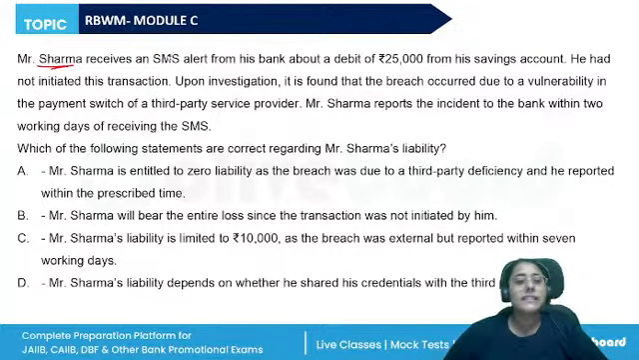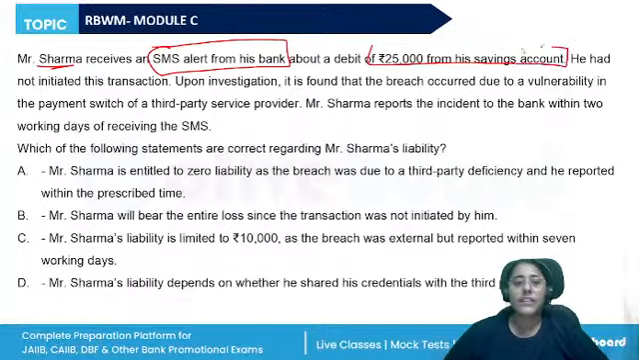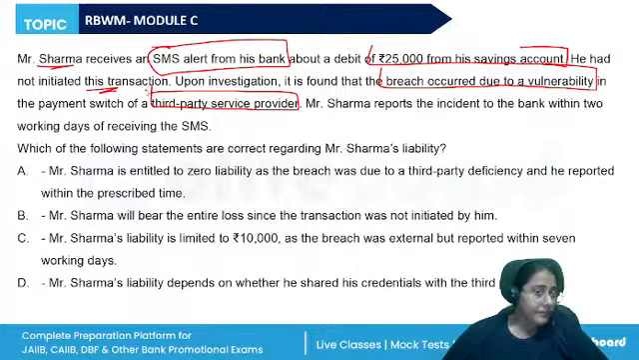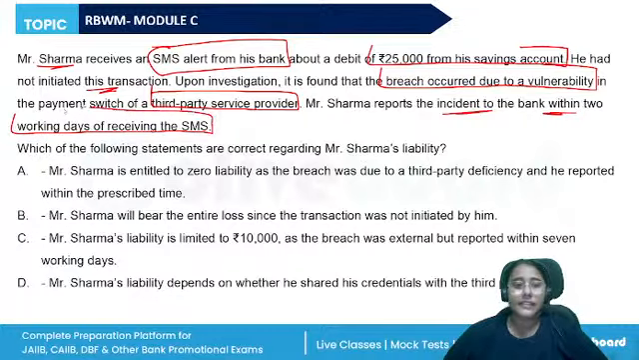Mr. Sharma receives an SMS alert from the bank about a debit of rupees 25,000 from his savings account. He had not initiated this transaction. Upon investigation, it is found that the breach occurred due to a vulnerability in the payment switch of a third party service provider. Mr. Sharma reports the incident to the bank within 2 working days of receiving the SMS. What will be the liability?